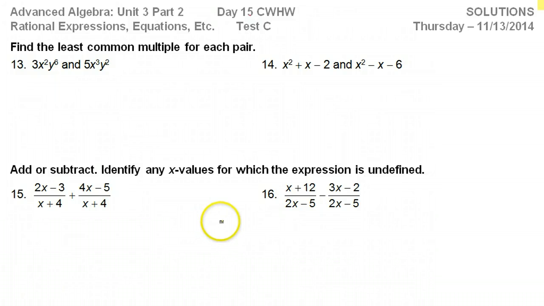All right, this is part 2 of our lesson about rational expressions, equations, etc. This is a review for a test on this unit, so use it for that purpose.